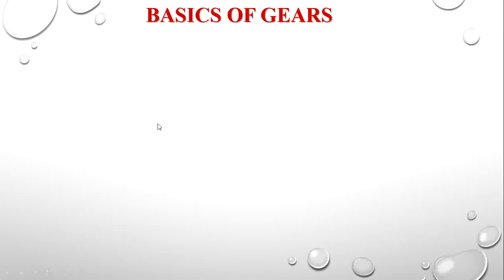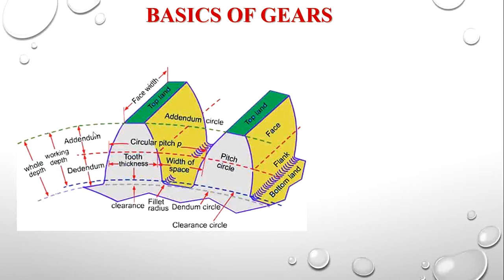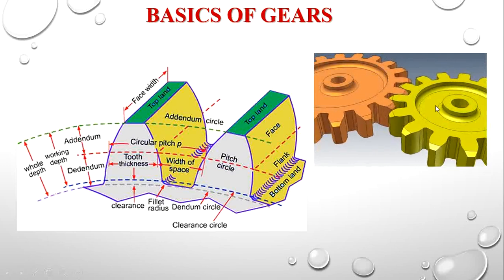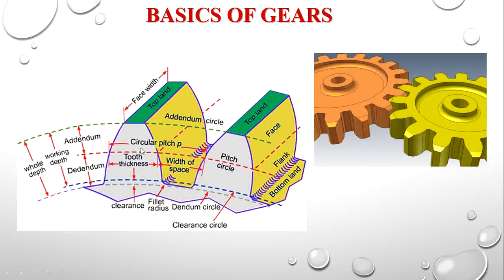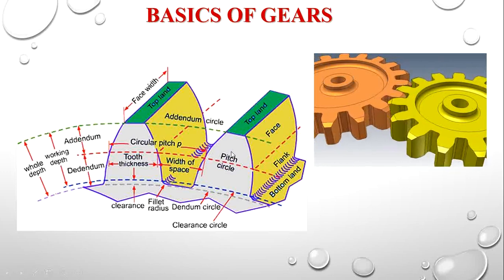Now we'll go with some basic terminologies of the gear. So these are all the various important terminologies of the gear. We'll explain that with a very simple animation. Here you can see two gears. The first important thing is pitch circle. So here we represent it as pitch circle.